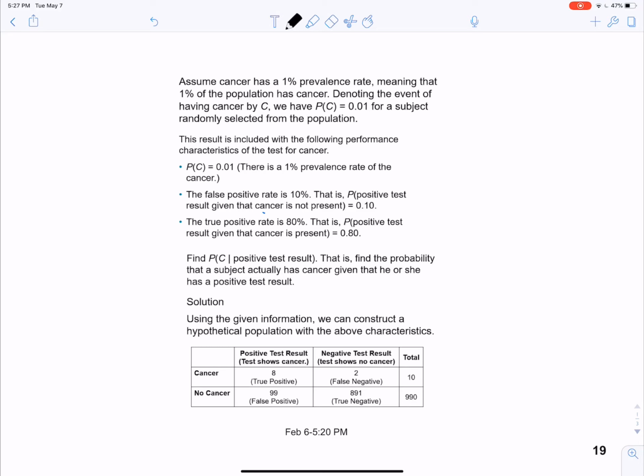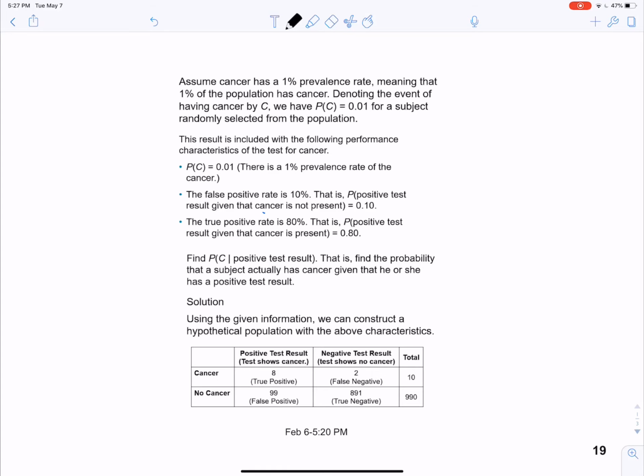Assume cancer has a 1% prevalence rate, meaning that 1% of the population has cancer. Denoting the event of having cancer by C, we have the probability of cancer equals 0.01 for a subject randomly selected from the population. The result is included with the following performance characteristics of the test for cancer. They tell us again that the probability of having cancer is 0.01. The false positive rate is 10%, and the true positive rate is 80%. We're asked to find the probability of cancer given a positive test result.